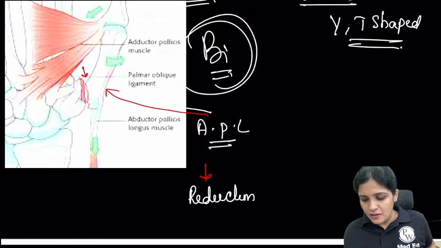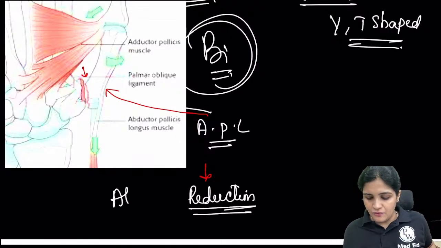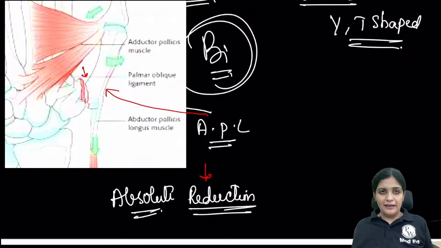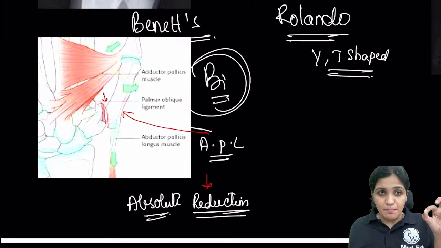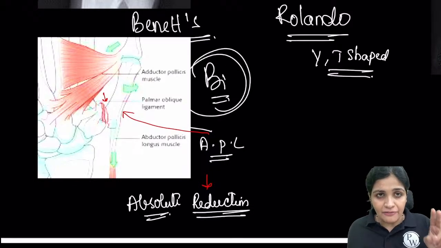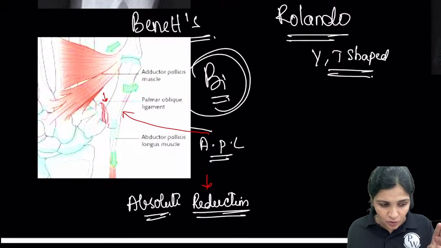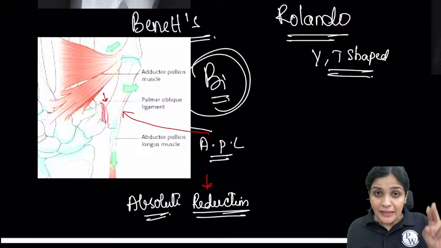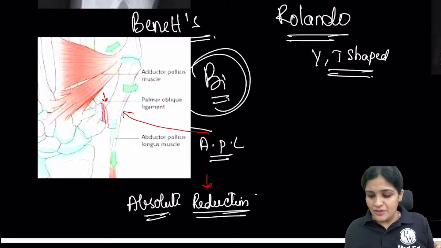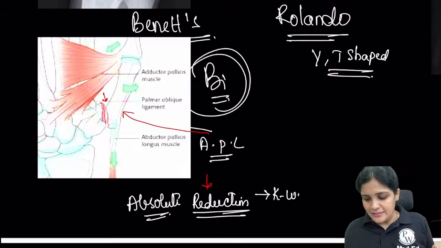Both are intra-articular. Don't get confused. One is extra or intra, but both are intra-articular. But Bennett's is bi. There are two fragments, and the longer fragment is attached to a tendon. This tendon keeps pulling the fragment, not allowing it to heal. So that is why we do absolute reduction with the help of K wires.